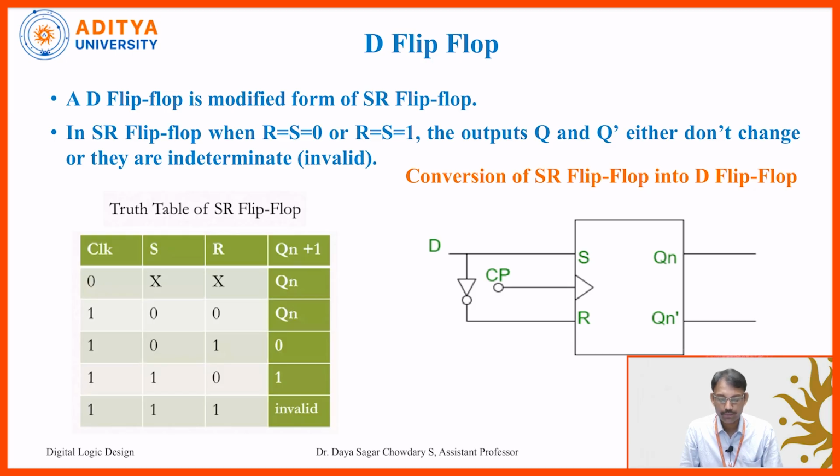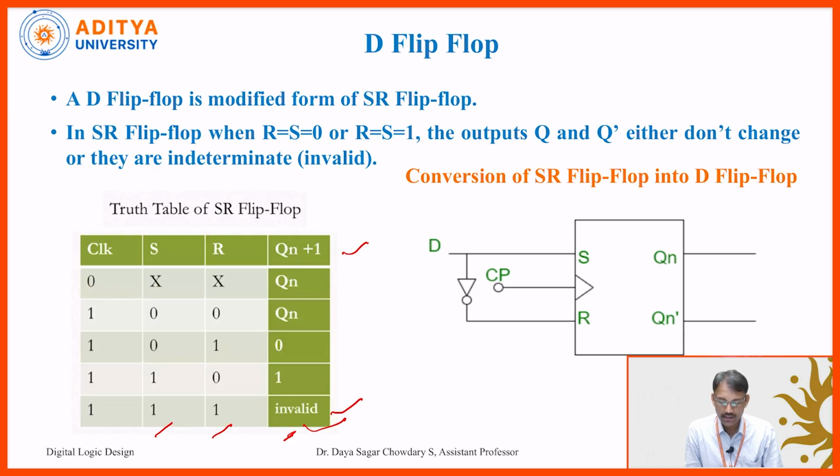In the SR flip-flop, when S is equal to 0 and R is equal to 0, or R is equal to 1 and S is equal to 1, the outputs Q and Q bar either don't change or are indeterminate. That means if we consider the last row, where both S is 1 and R is 1, the next state Qn plus 1 is the invalid state. In order to avoid this, we have to look at other flip-flops also.